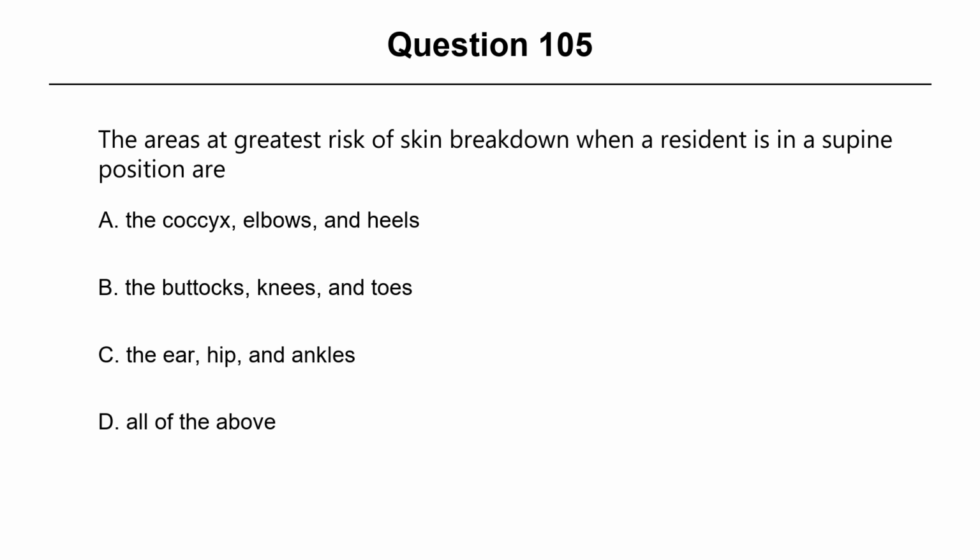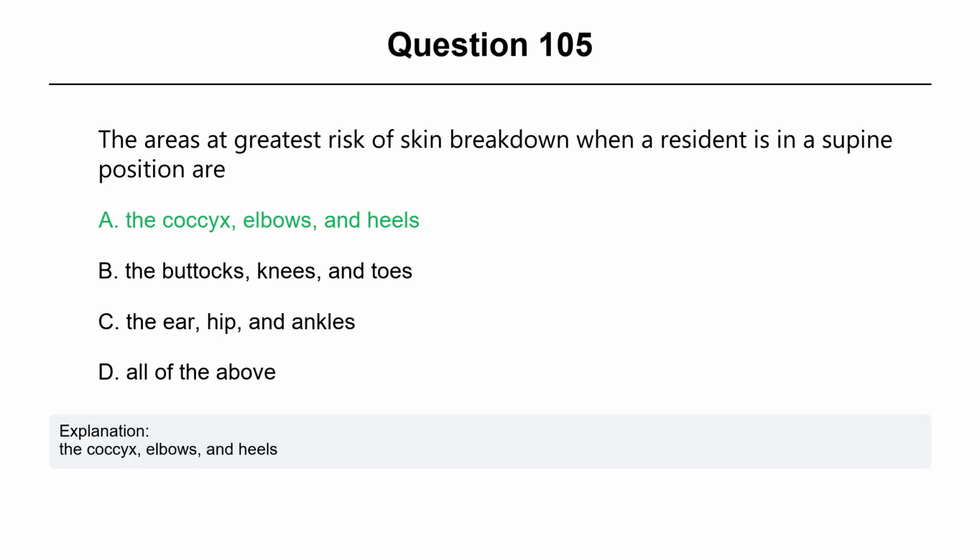Question 105. The areas at greatest risk of skin breakdown when a resident is in a supine position are: Option A, the coccyx, elbows, and heels. Option B, the buttocks, knees, and toes. Option C, the ear, hip, and ankles. Option D, all of the above. The correct answer is option A, the coccyx, elbows, and heels.